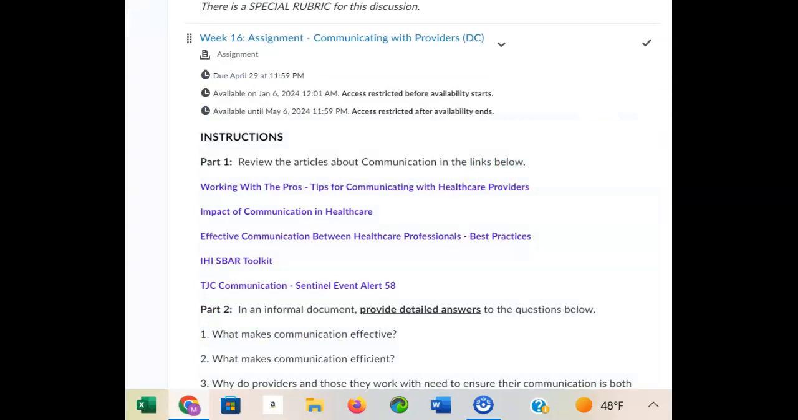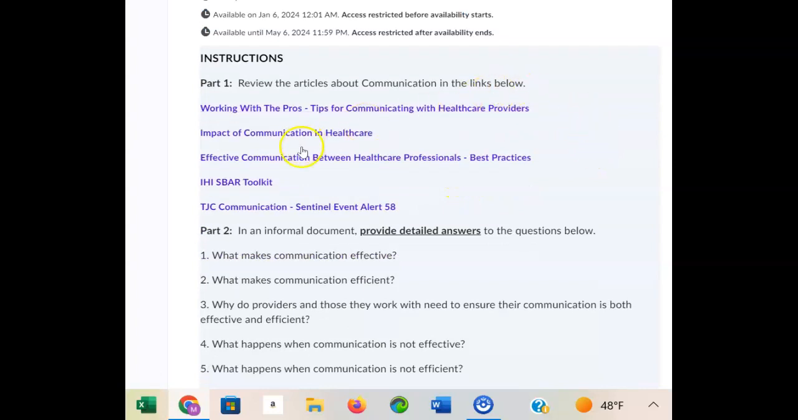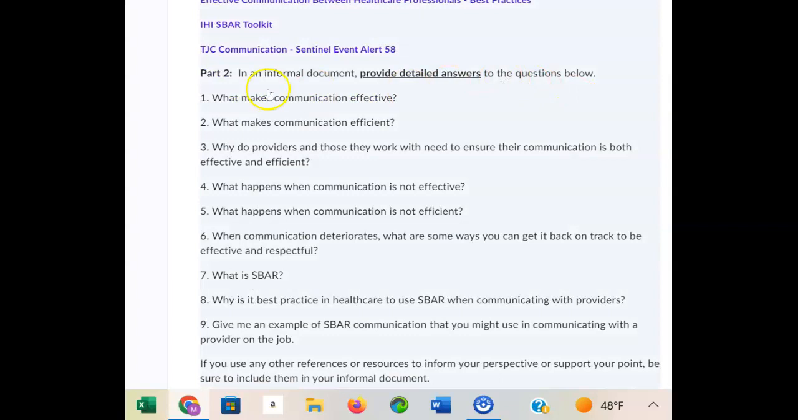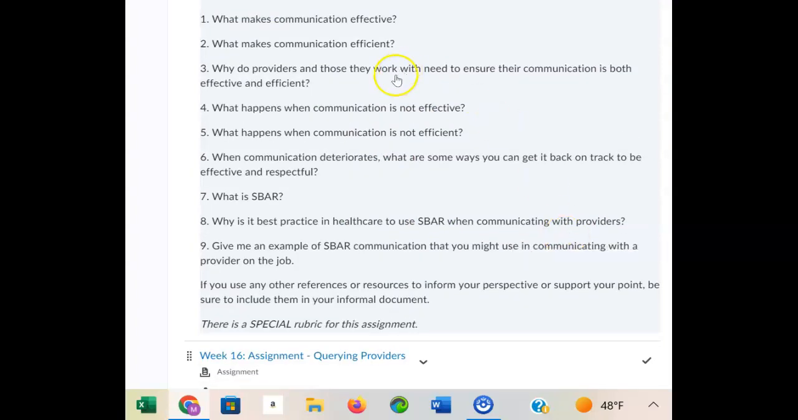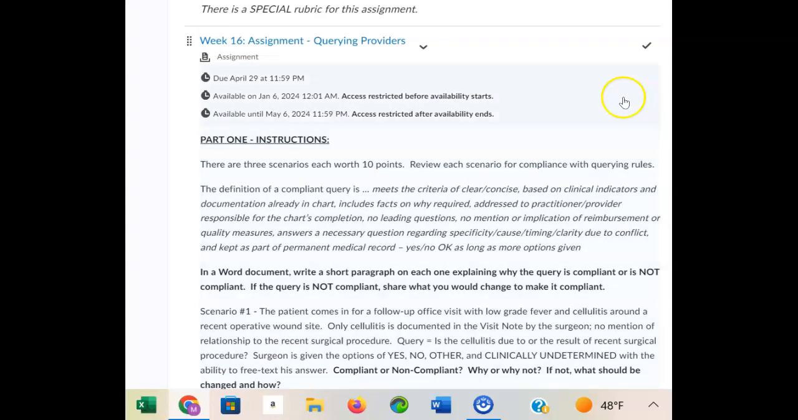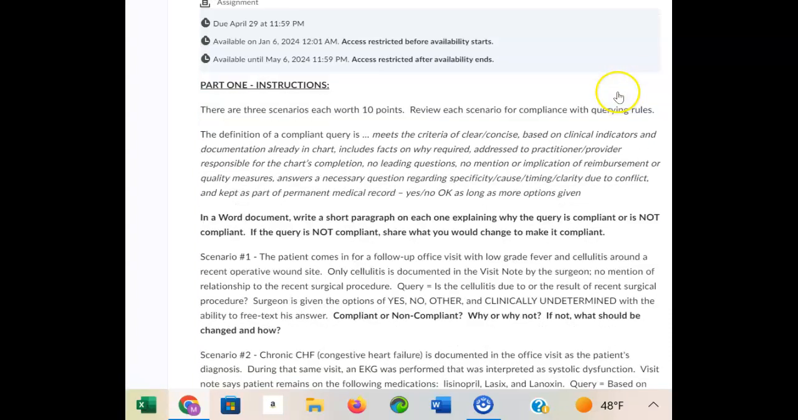All right. So week 16, communicating with providers. I want you to read the articles about communication in the links below. Okay. Then, informal document, provide detailed answers to these questions. Okay. So, it's not hard what we're doing. Just take some time, review the information, the material. Week 16, querying physicians. Okay.